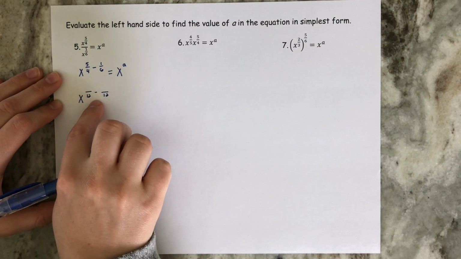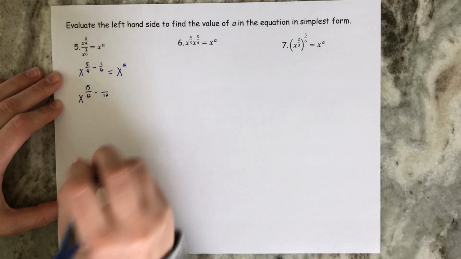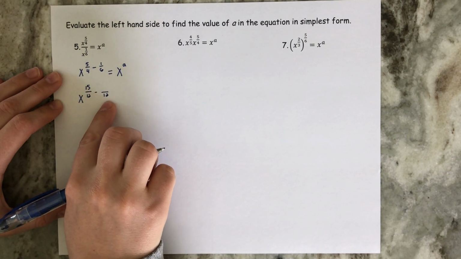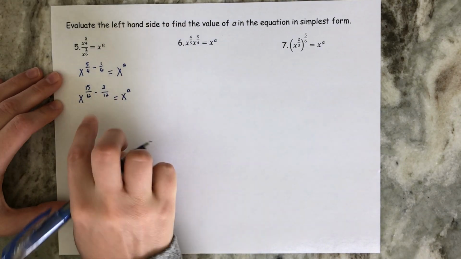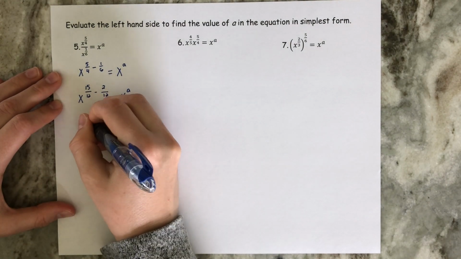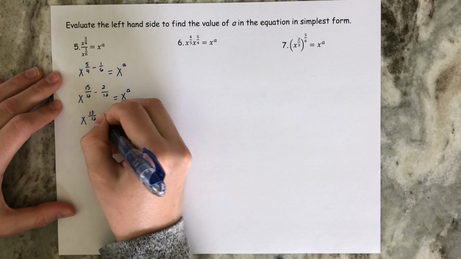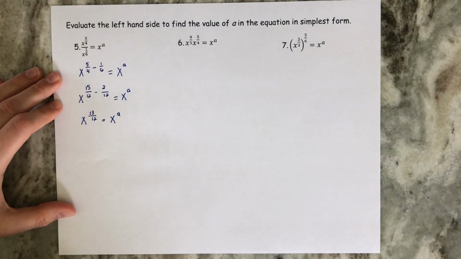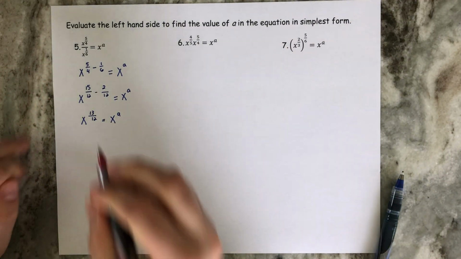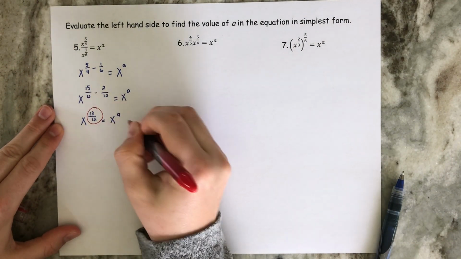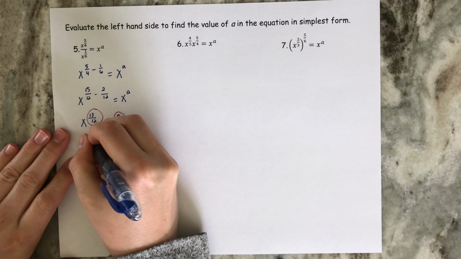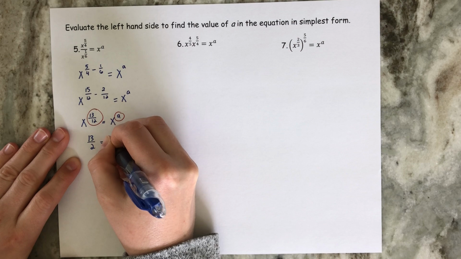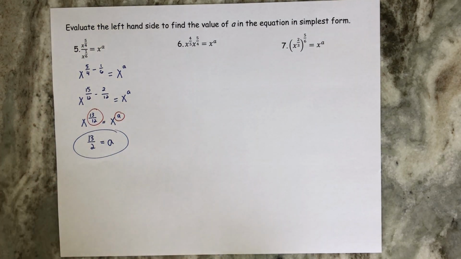So to get 4 over 12, I'm multiplying by 3, so that's 15/12. To get 6 over 12, I'm multiplying by 2, so that's going to be 2 over 12. And if I go ahead and subtract now, I get x to the power of 13 over 12 equals x to the power of a. And at this point, I can just say, okay, well, they both have the same base, so I can just set those exponents equal now. So 13 over 12 is our a value that we were solving for. So that's all you do if you have a division problem like that.